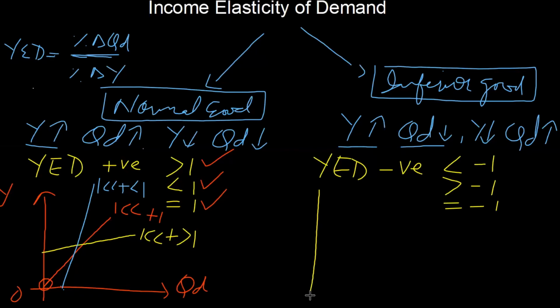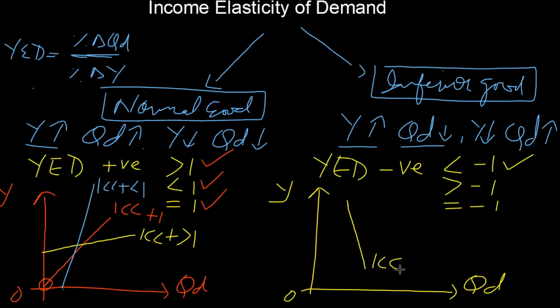Okay, now we can see each and every situation graphically, and we have quantity demanded on the X axis and income on the Y axis. If we consider the first situation, when income elasticity of demand is less than 1, it means the ICC curve would be relatively steeper. And what does this mean? This means that if income is initially, let's say, Y1, quantity demanded is Q1, and if income increases from Y1 to Y2, quantity demanded will fall from Q1 to Q2.